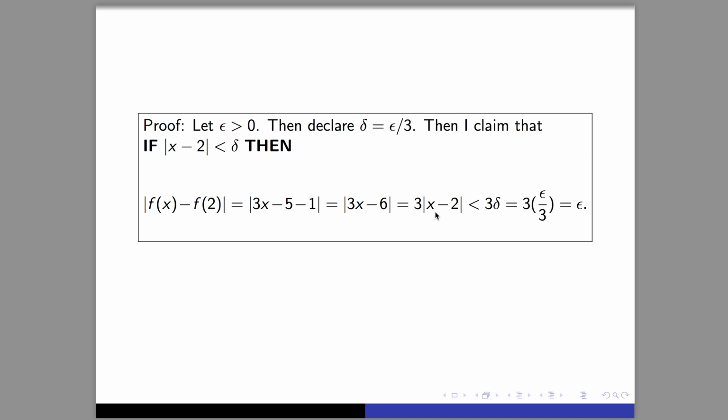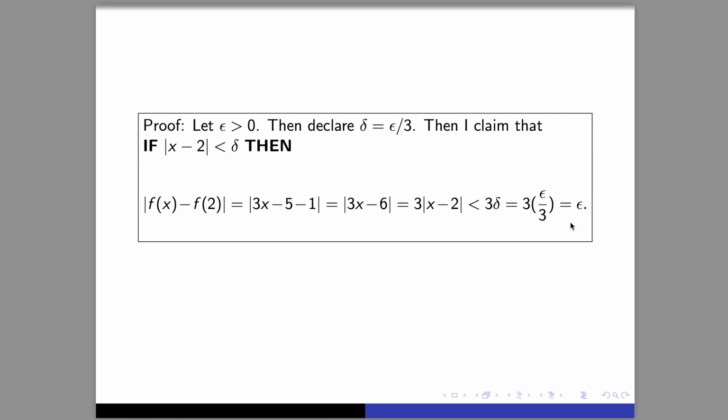and there's a bunch of algebra. We get down to that 3 times x minus 2 absolute value. And now we get an inequality. We use the fact that x minus 2 in absolute value is less than delta, and we use the fact that delta equals epsilon over 3. And so we've done exactly what we wanted. If x minus 2 is less than delta, then the difference in function values will be smaller than epsilon.